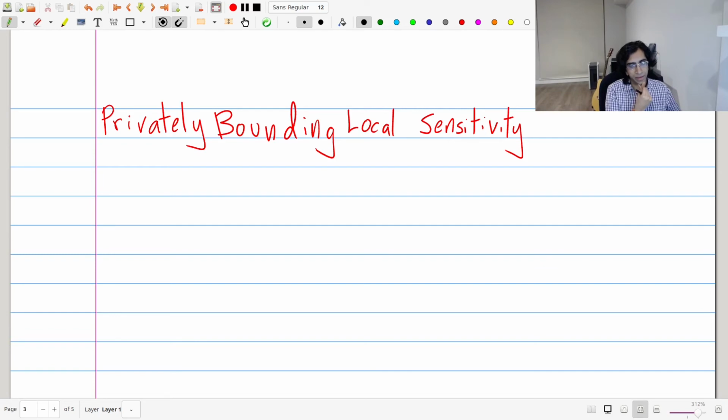This might seem a little bit arcane, but I think it's a fairly intuitive idea once you think about it. Just considering the local sensitivity as another function of the data set, you can privately estimate that first, and then you can do whatever you want with it. In particular, you can just noise according to the local sensitivity instead of the global sensitivity.